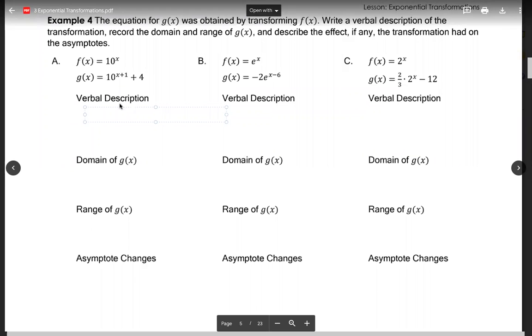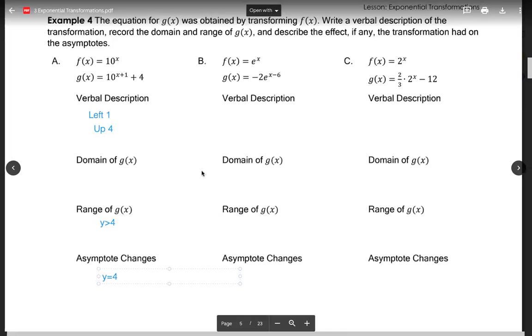Now, verbal description again. I know it's base 10. That's not really affecting the problem. I've got an x plus 1 up top. So this is going to be, I'm just going to shorthand it, left 1. Okay. And then the plus 4 at the back is going to tell me up 4. So these two right here, range and your asymptote, are changed by the up and down, not the left or right. So right here, range, okay? It's going to be y, and now it's plus 4, so y is greater than 4. The asymptote changed: y is equal to 4, okay?